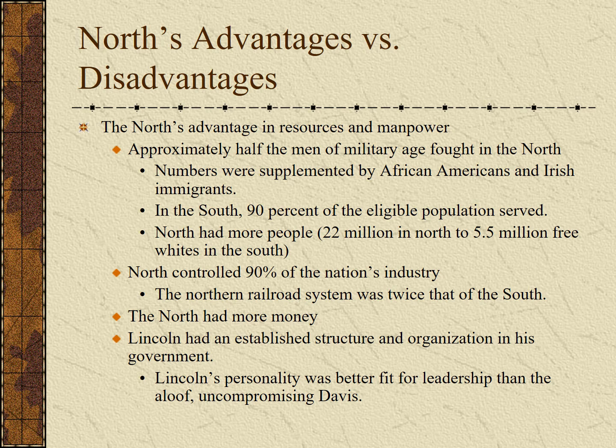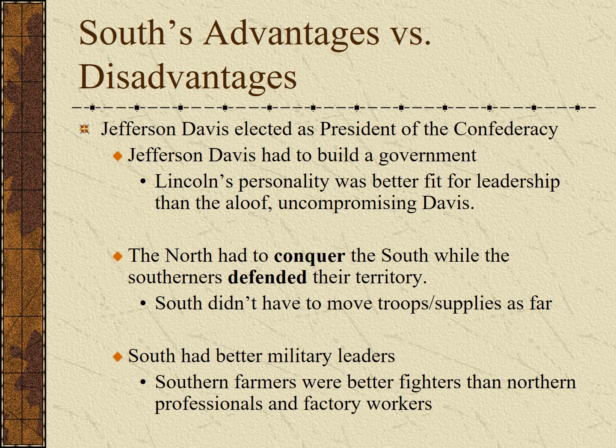Additionally, Lincoln had an established structure and organization in his government. He doesn't need to create a government from scratch. They have one already in existence. Also, Lincoln's personality was a better fit for leadership than Jefferson Davis, who is going to be president of the Confederacy. So again, Jefferson Davis is elected president of the Confederacy. He has to build a government from scratch, which of course is no easy feat.